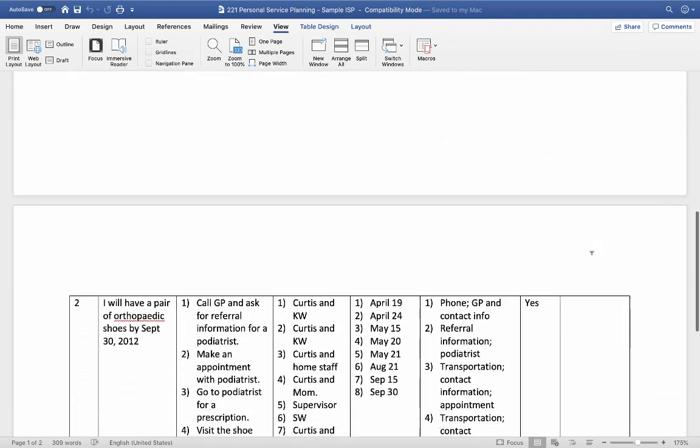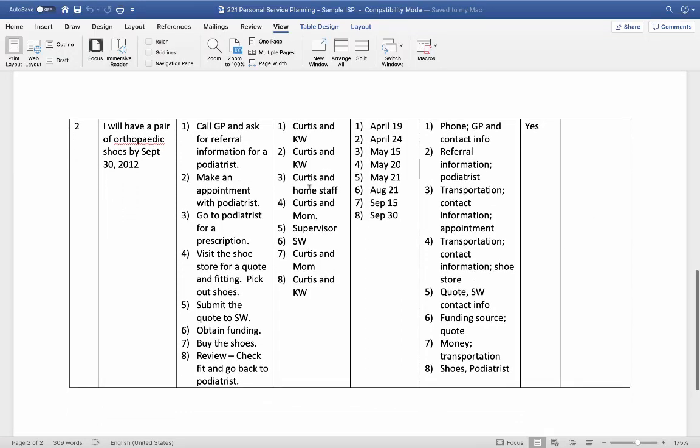Here's another one. Let's say that the goal for Curtis was he will have a pair of orthopedic shoes by September 30th of that year. 2012 seems like it would be a time machine, but we'll pretend we're in 2012. What are the steps? Well, we're going to call his general practitioner, his family doctor, and get a referral, because you need that before you can go further. We'll make an appointment with the podiatrist. We'll go to that podiatrist and get the prescription for these orthopedic shoes.